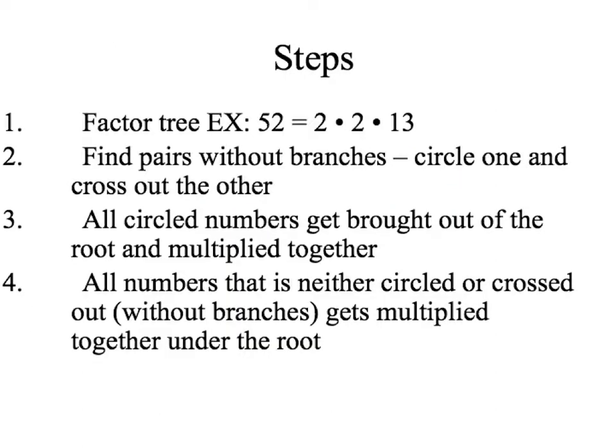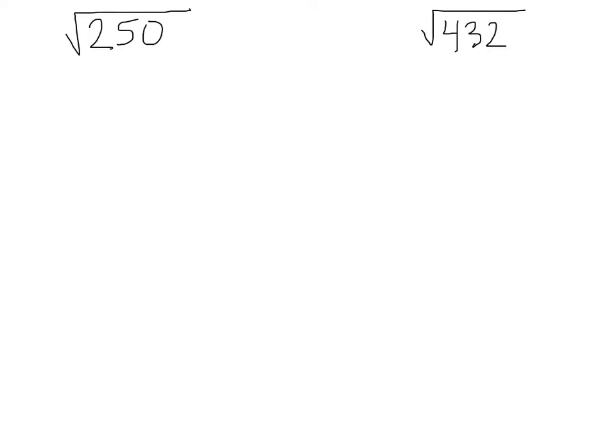So these are the steps to simplifying a radical. Right now you should pause the video and write these down if you don't already have them in your notes. So first step is to do your factor tree. When I look at 250, I know 25 times 10 is equal to 250. 25 is 5 times 5, and 10 is 2 times 5.